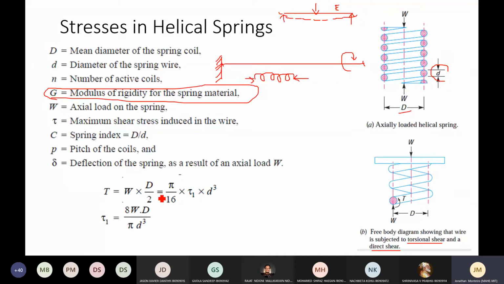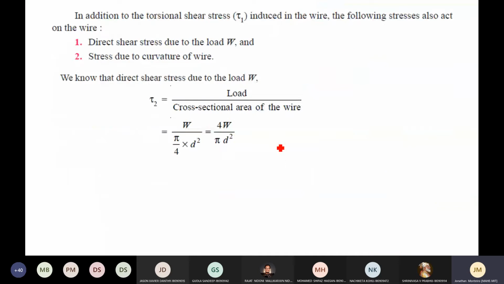And if you equate the torque applied to the torsional shear stress that is induced, you have tau 1 is equal to 8WD by pi d cube. Okay, and in some textbooks, in your data handbook especially, the W is replaced by F. Okay. So as discussed, you have.